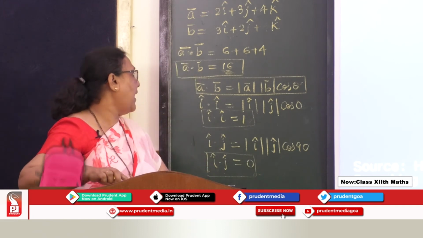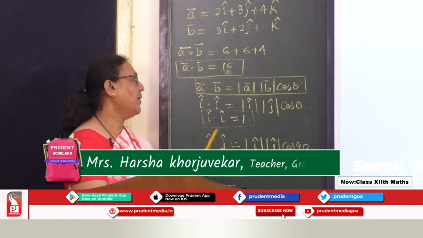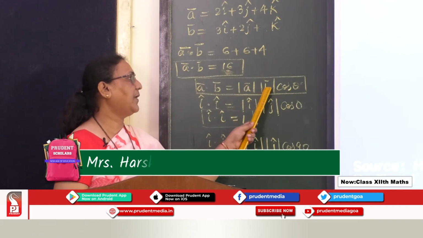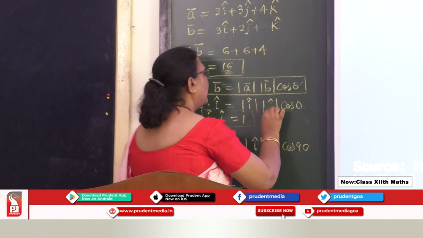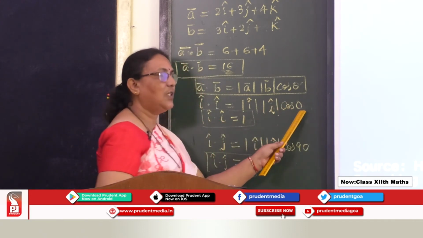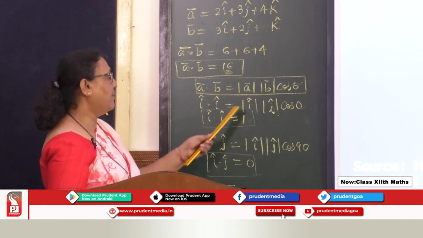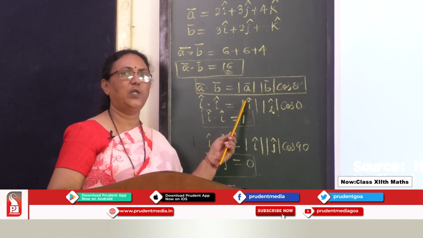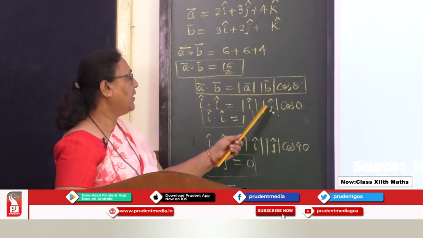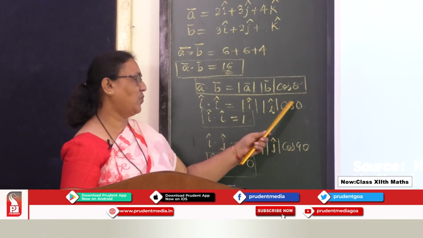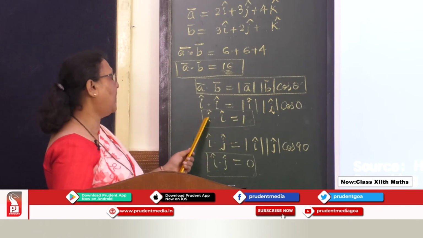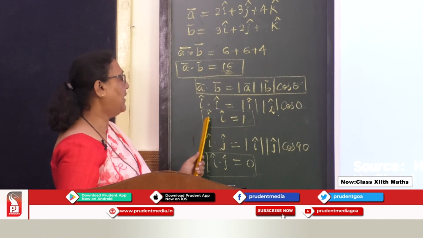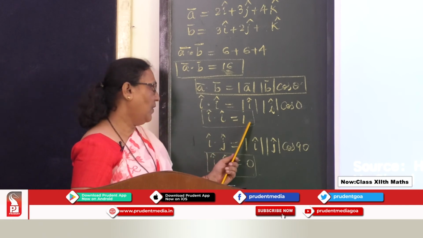So you will get i dot i will be magnitude of i, then magnitude of i, and the angle is 0, so cos 0. Cos 0 is 1. The magnitude of i, because it is a unit vector, is 1, here also 1, and cos 0 is 1. So you will get i dot i is 1. Similarly, j dot j will be 1 and k dot k will also equal 1.